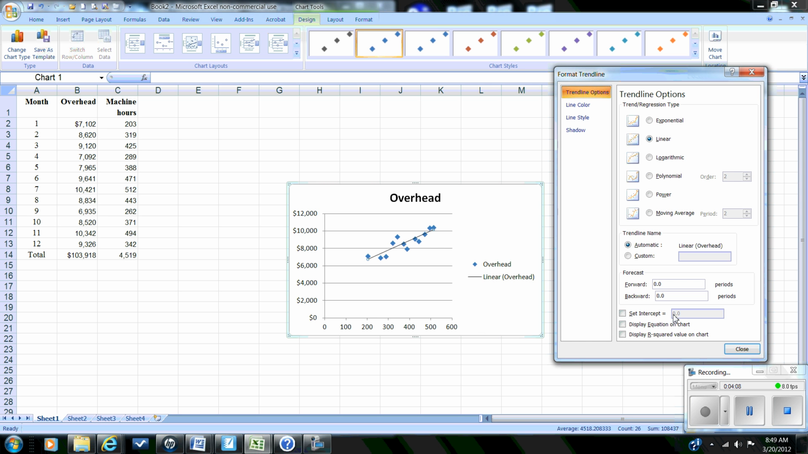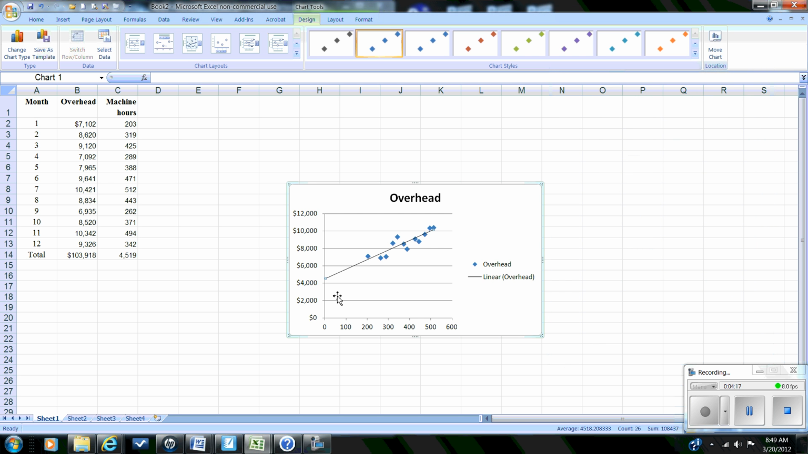We begin at about 200, so we're going to go back 200 periods, and this will extend out our line. And now we have a nice trend line. We can look and see that the data points are pretty tight around that.